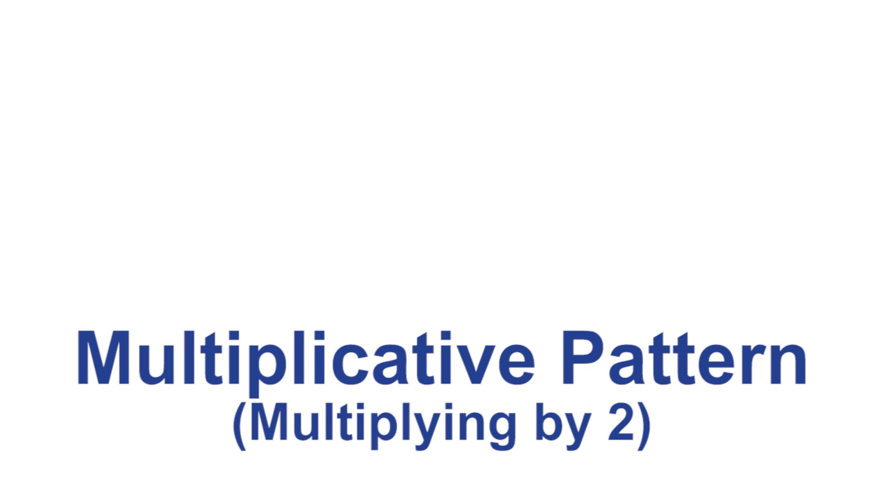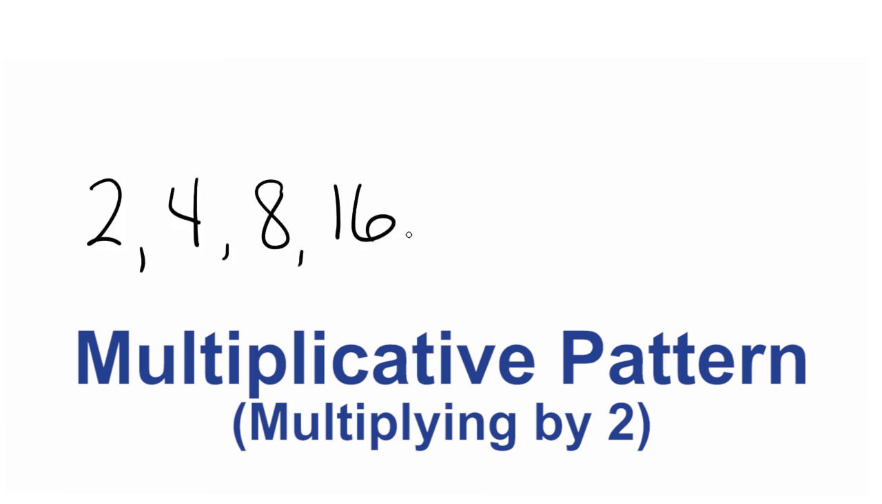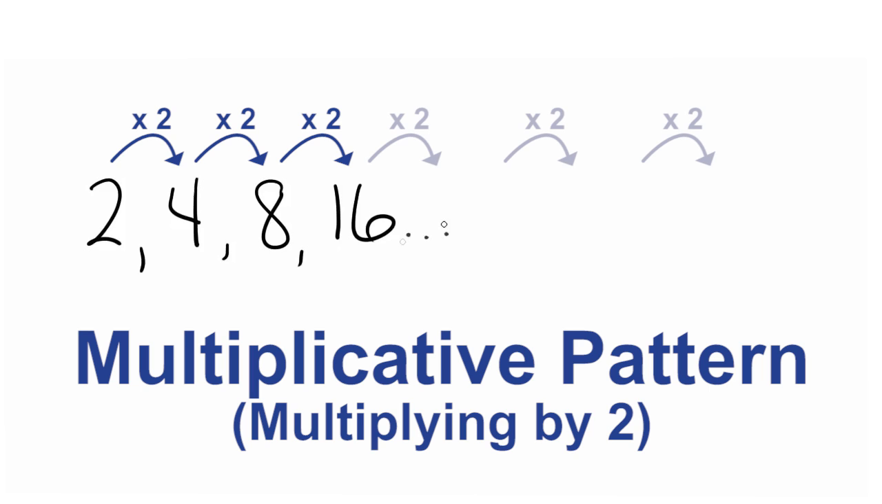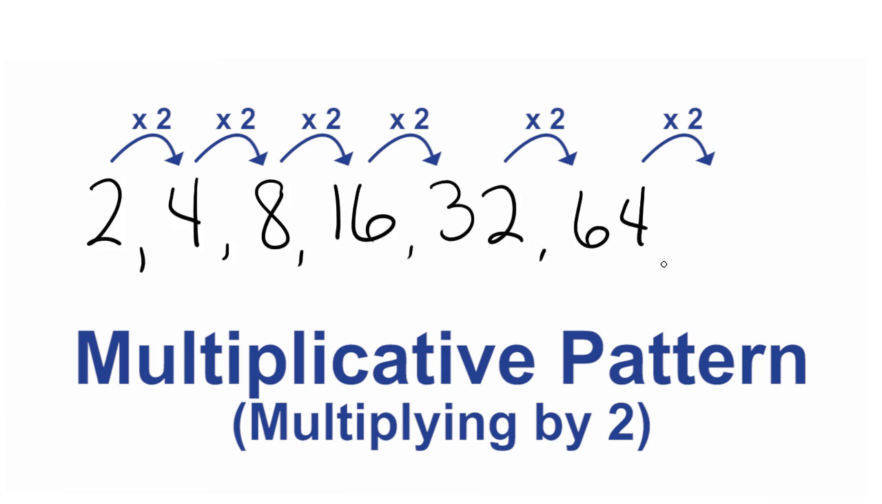Another type of growing pattern is a multiplicative pattern of multiplying by 2. It could look something like this: 2, 4, 8, 16. Each time a new term is added, the previous term is multiplied by 2. This pattern grows quickly. The next 3 terms to this pattern are 32, 64, 128.